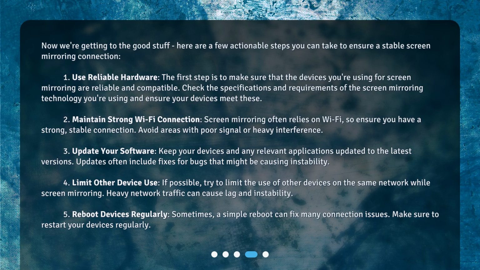4. Limit other device use. If possible, try to limit the use of other devices on the same network while screen mirroring. Heavy network traffic can cause lag and instability. 5. Reboot devices regularly. Sometimes, a simple reboot can fix many connection issues. Make sure to restart your devices regularly.